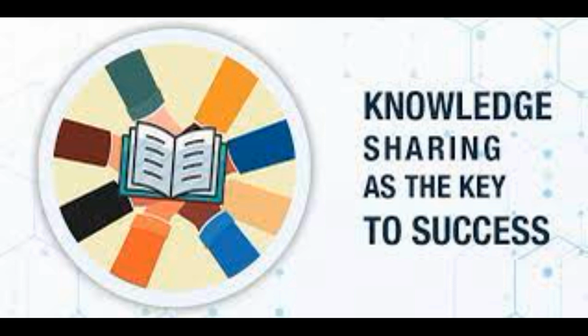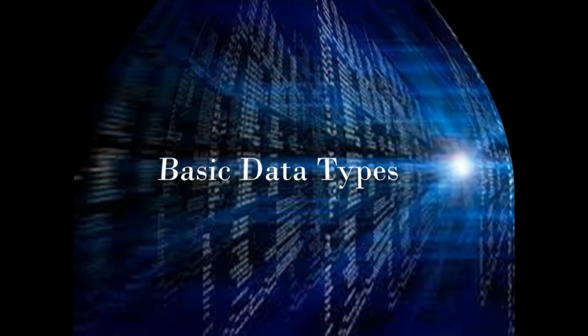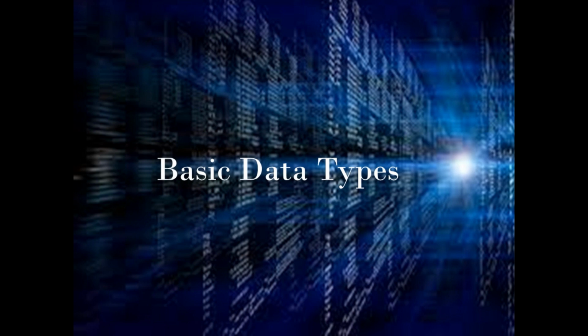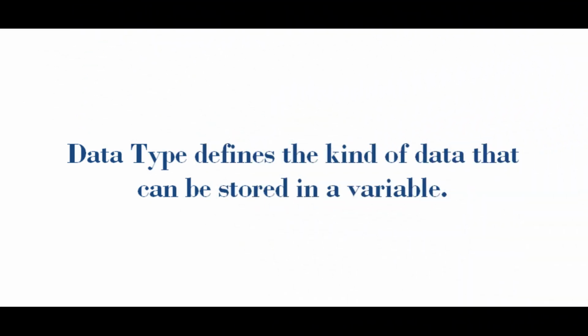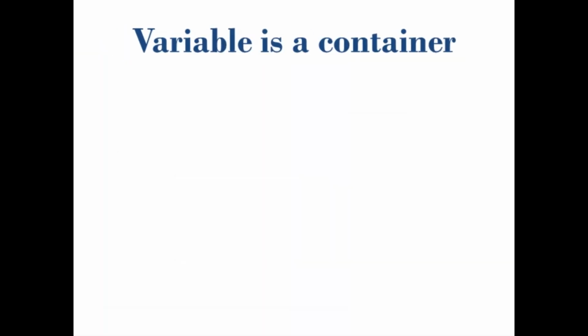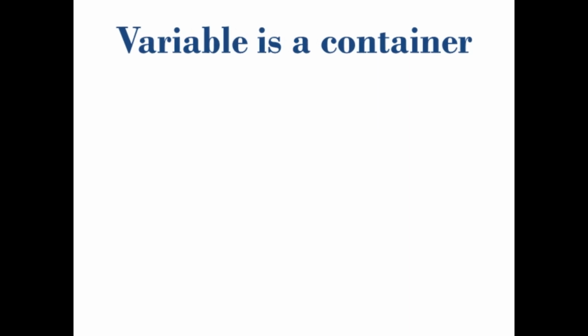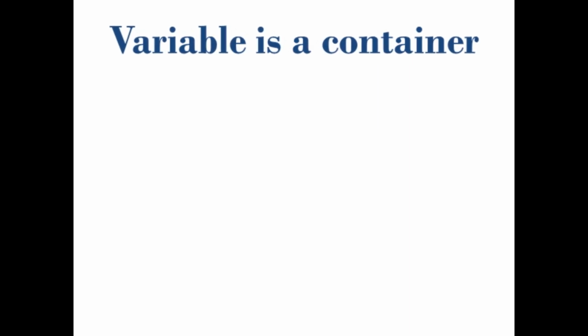Now, let's talk about what we'll be covering in this video. Today, we are going to understand the meaning of data types and its types. So, in simple words, data types define the kind of data that can be stored in a variable. Now, in the previous videos, we have already seen that a variable is nothing but a container which stores data.